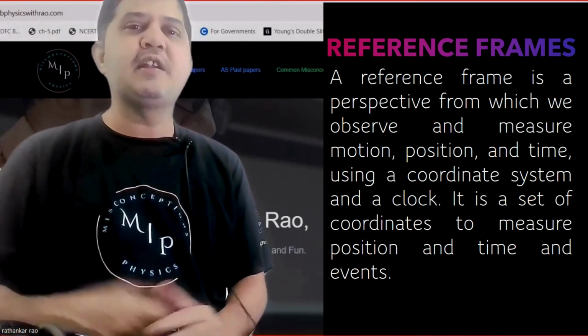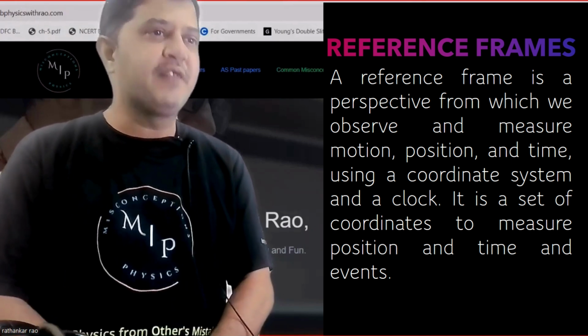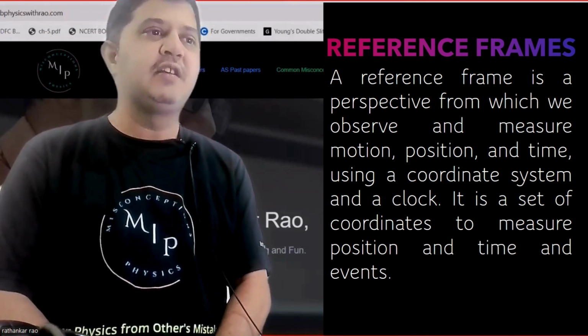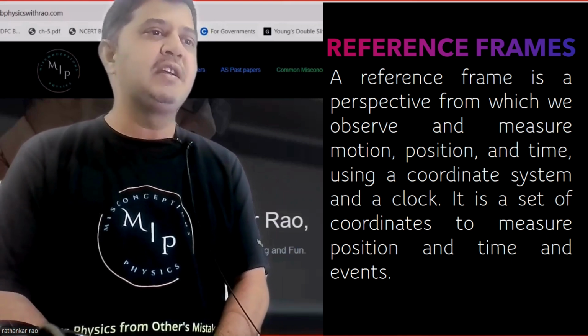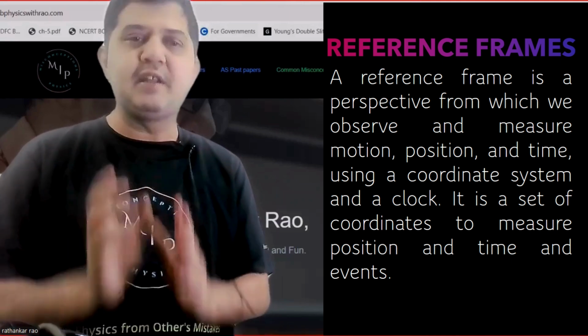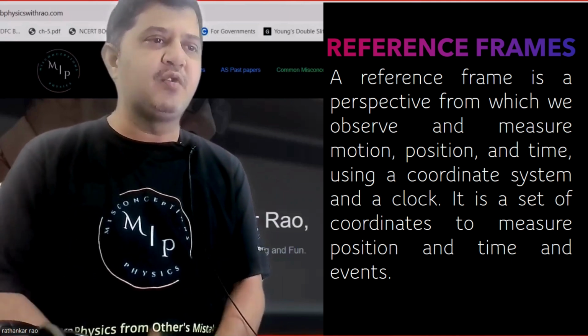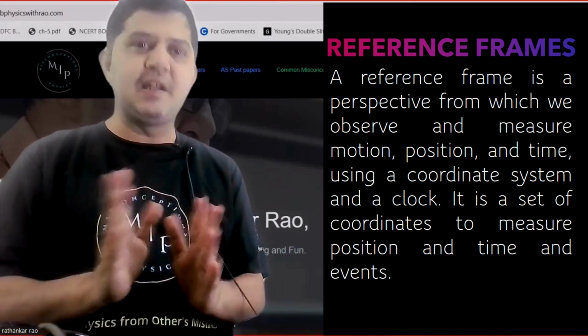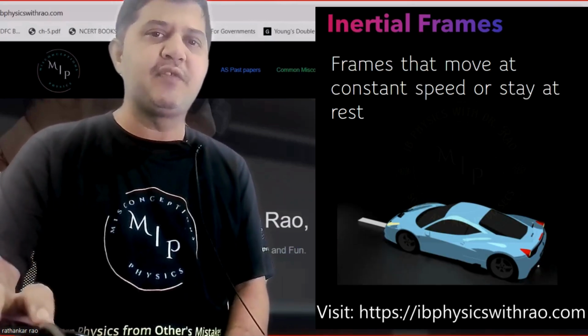Okay, so what is a reference frame? Definition: a reference frame is a perspective from which we observe and measure position, velocity, time, and motion using a coordinate system. Very important, you need to fix a coordinate system for a given reference frame. It's a set of coordinates to measure the position and time of events, and this is what you call a reference frame.